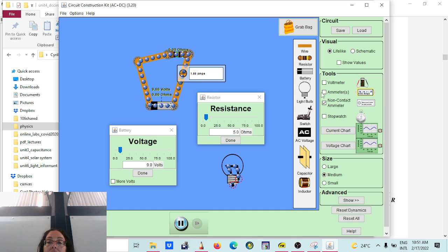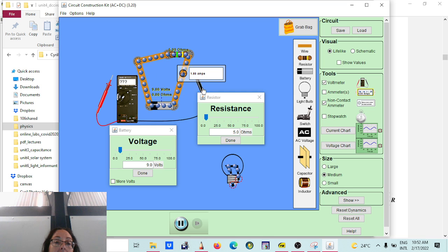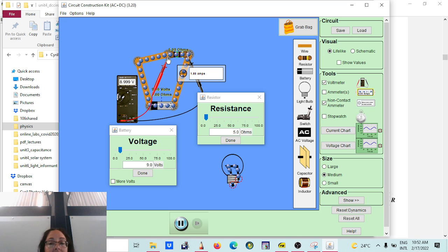1.8, right? So what do you think the voltage is across the resistor? If you have 9 volts, and that 9 volts is not being shared by anything else but just one resistor, so what do you think is going to be the voltage? 9. So it makes sense, right? The drop across one load. So the voltage, and that's very important, the voltage across the resistor is 9 volts.